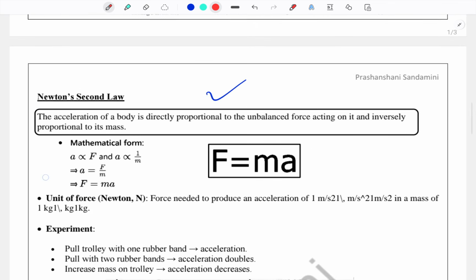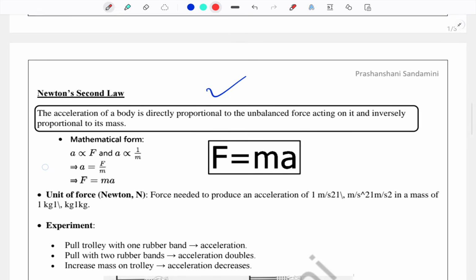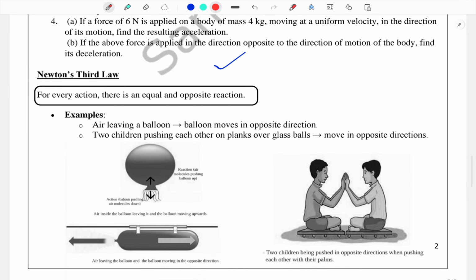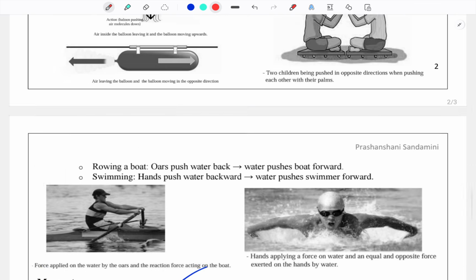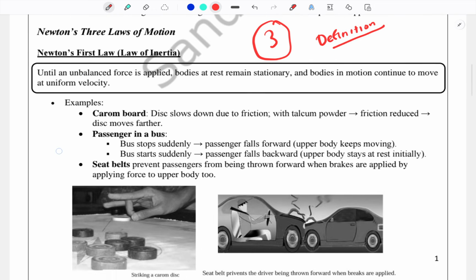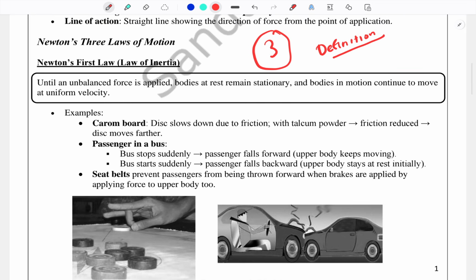And when it comes to Newton's second law, there is an equation, we have to do calculations with that. And when it comes to the third law, same as the first one, you have to know the definitions and you have to know some examples. That's all for the laws. So first we are moving to Newton's first law. There is another way of telling it, the law of inertia. We'll see what this means.